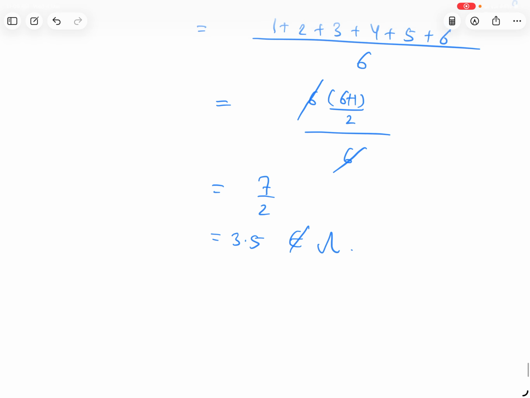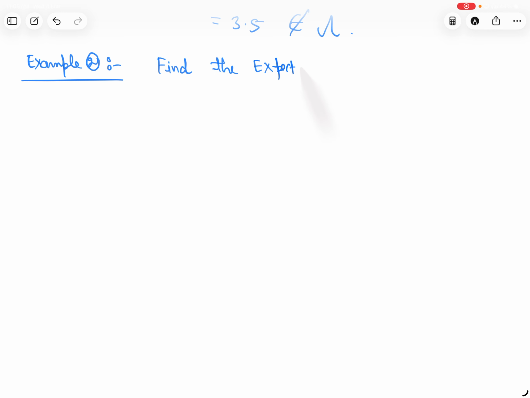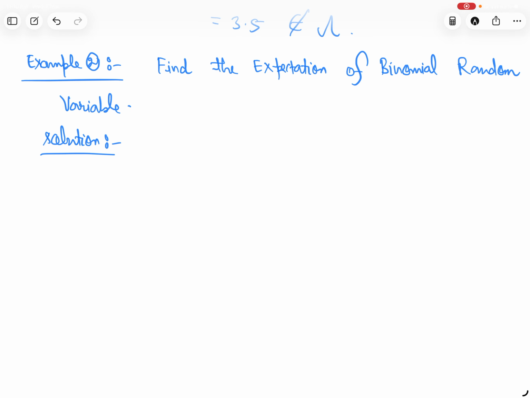Example number 2. Have you noted it down? Example 2: Find the expectation of a binomial random variable. We need to find the expectation of a binomial random variable.